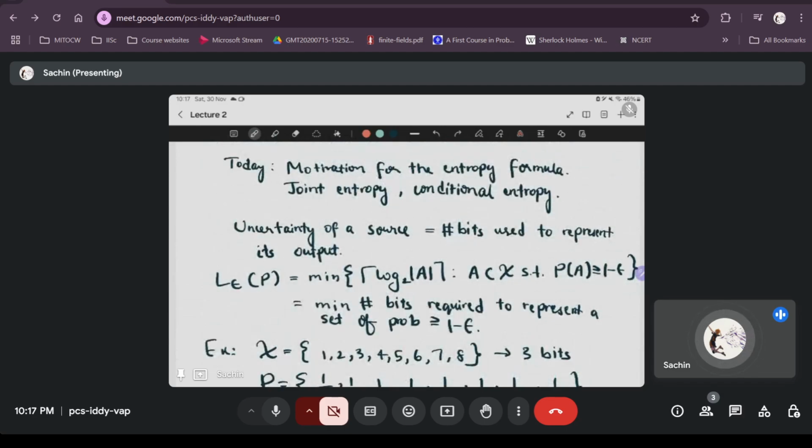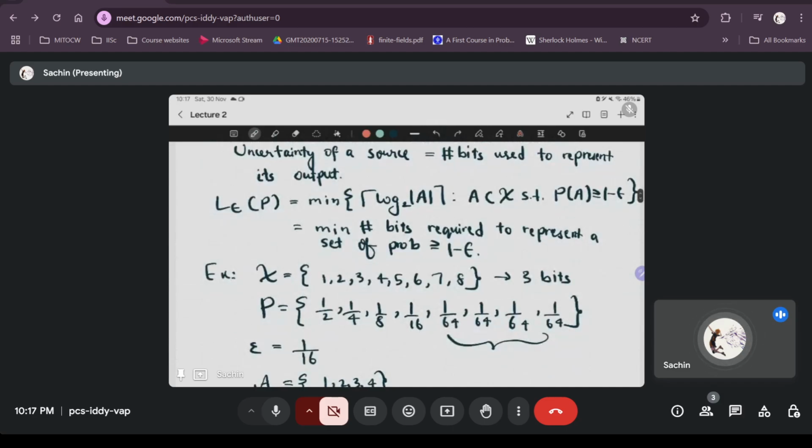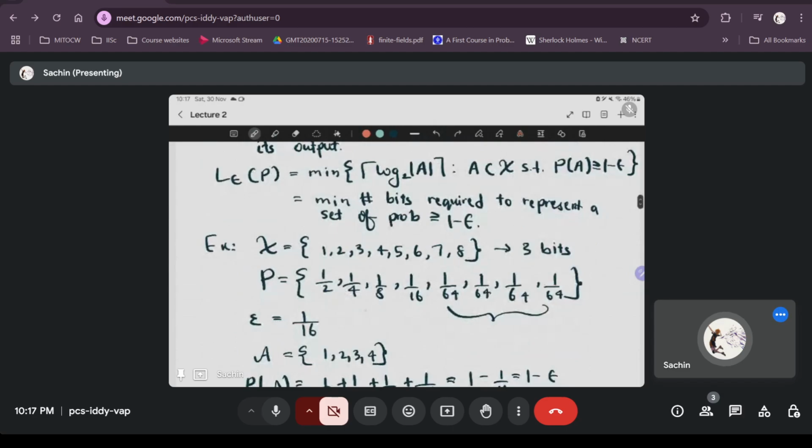So L epsilon of P doesn't tell you how you have to select the set of high probability. So you can select outcomes randomly. In this example, it turned out that it was easy to find this set. But if these probabilities were all jumbled, like different outcomes had different probabilities, half like this, then 1/64th, something like that, then you could pick and choose outcomes in a variety of ways to get a high probability set.